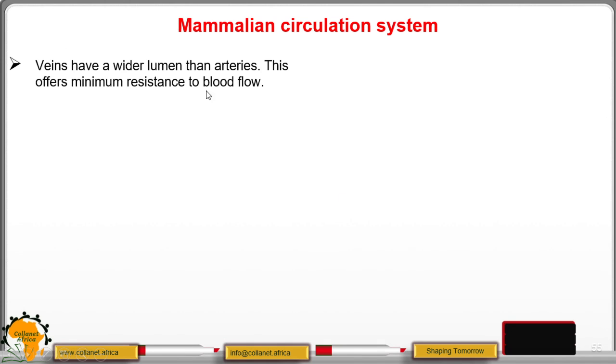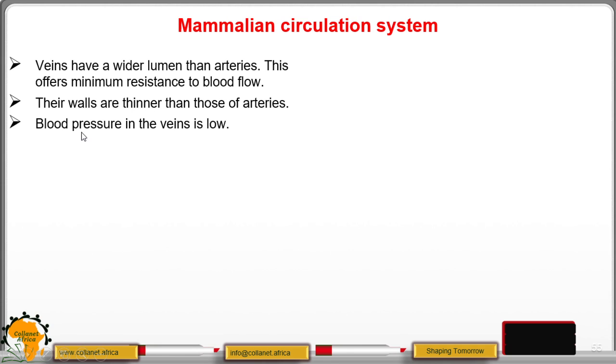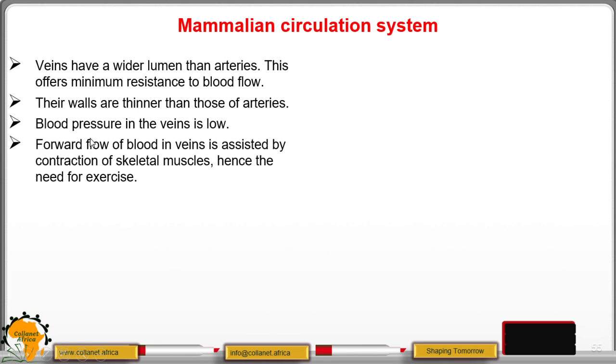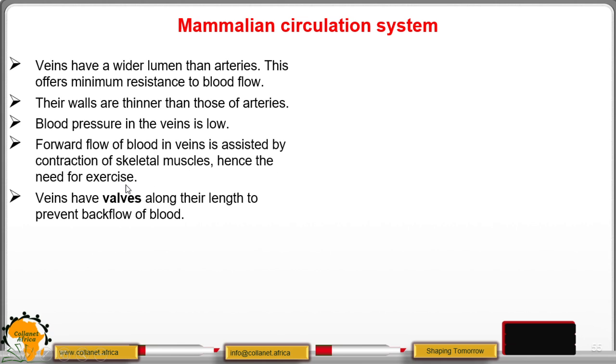This offers minimum resistance to blood flow. Their walls are thinner than those of arteries. That means blood pressure is low. Forward flow of blood in veins is assisted by contraction of skeletal muscles. Hence, it is important to exercise. Veins have valves along their length to prevent backflow of blood. That is, to ensure blood flows towards the heart.